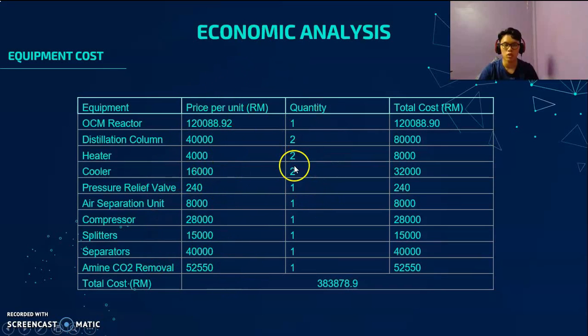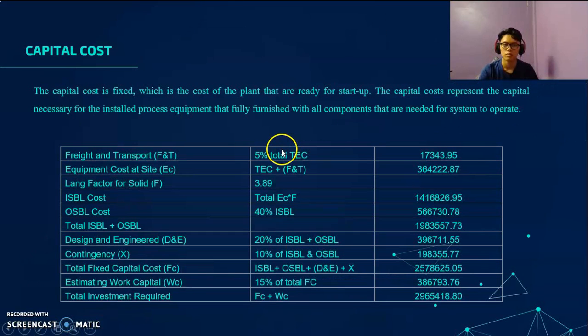As we can see here, some units are repeated, like the heater, cooler, and distillation column, because our design needs to use a few more of them to make it better. So this is the total cost, which is 388,878 ringgit. So moving on to the capital cost.